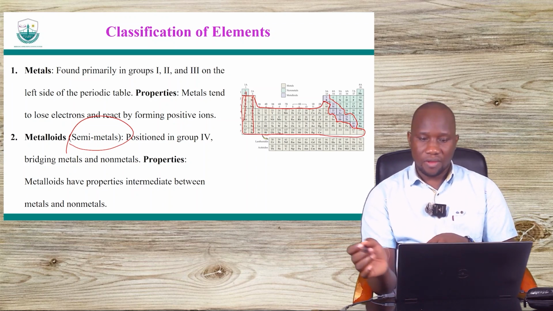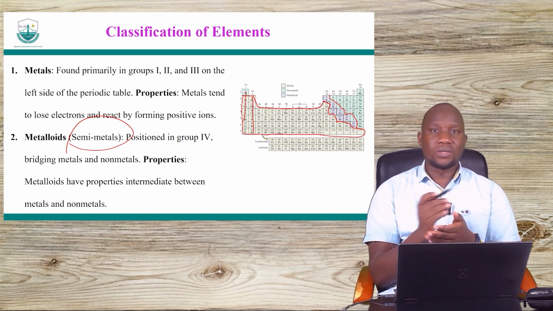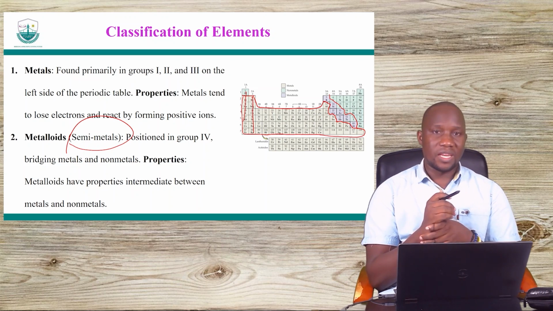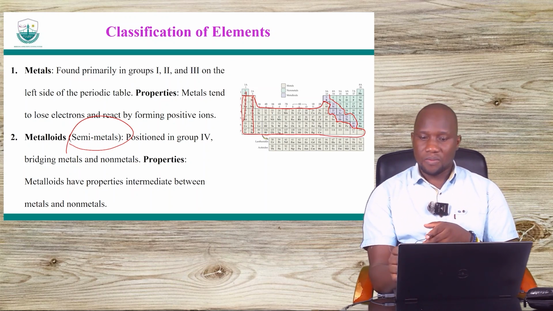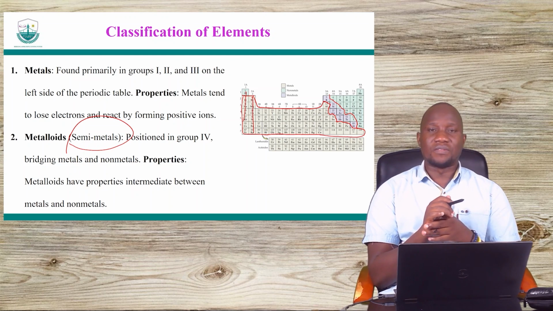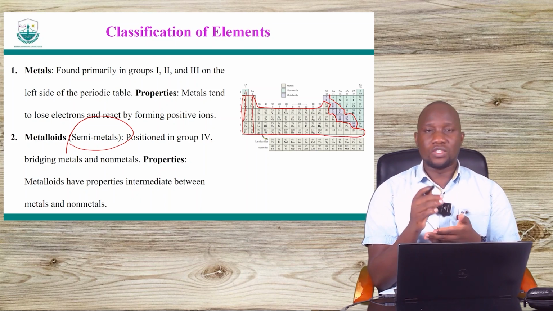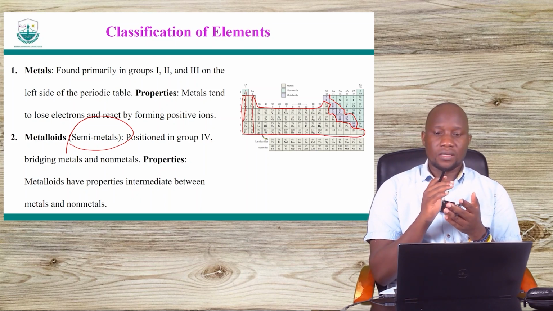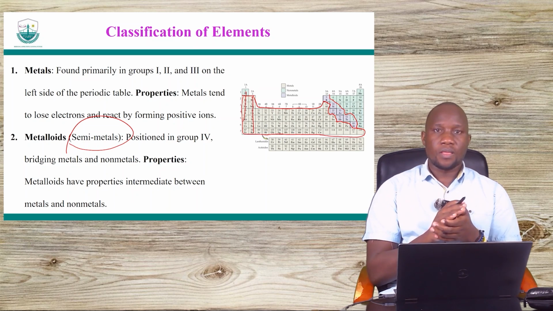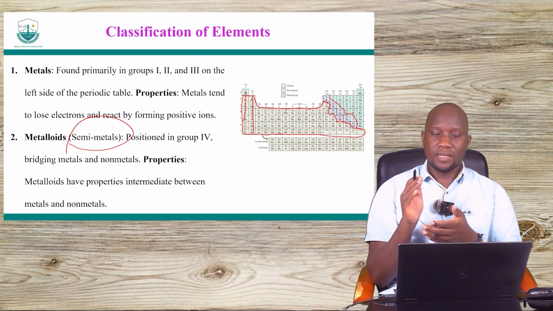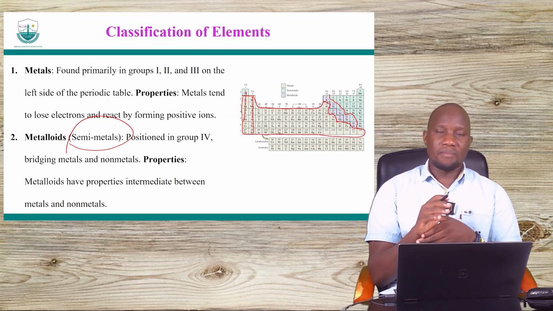So here we have boron and silicon. Okay, those are metalloids. We are focusing on them because they belong to the first 20 elements. Remember, our focus is on the first 20 elements. So we are saying that the periodic table allows us to group elements into categories: the metals, and then the non-metals, and then the metalloids.